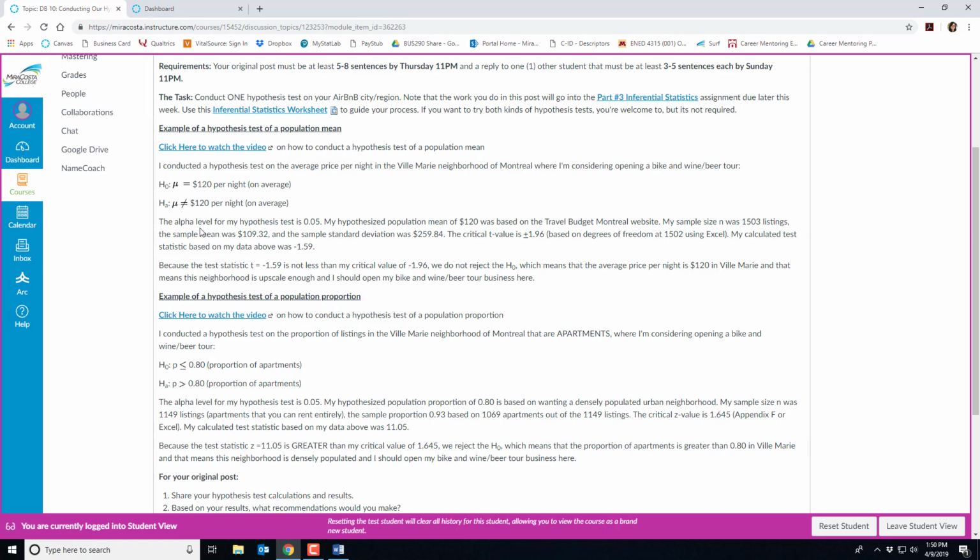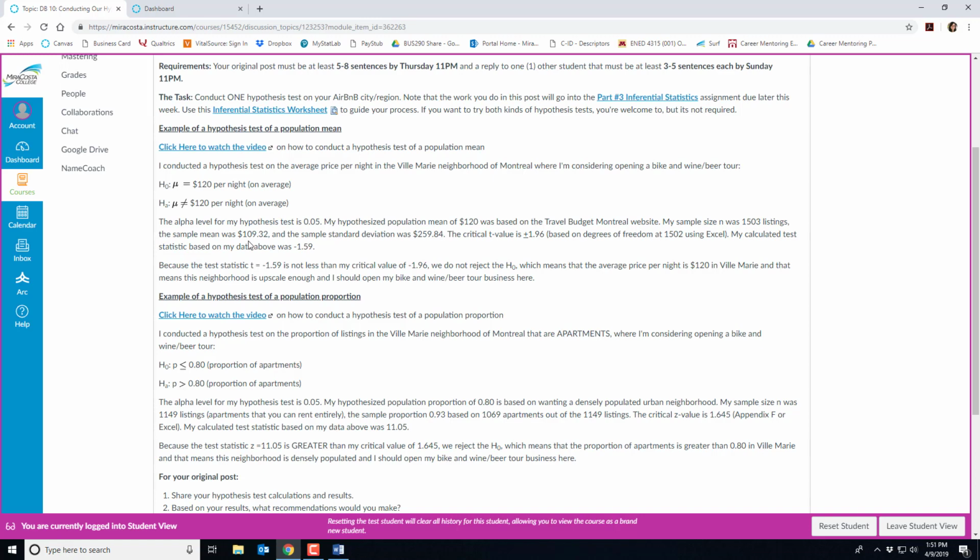It says the alpha level for my hypothesis test is 0.05. My hypothesized population mean was 120, and that came from a travel budget Montreal website. So recall that your hypothesized values come from outside sources. They cannot come from the Airbnb data directly. My sample size was 1,503 listings.